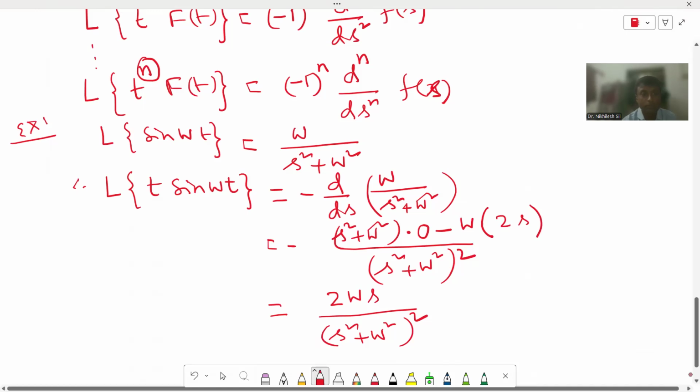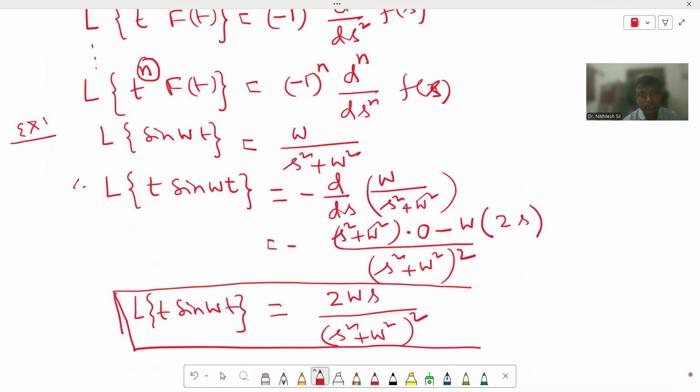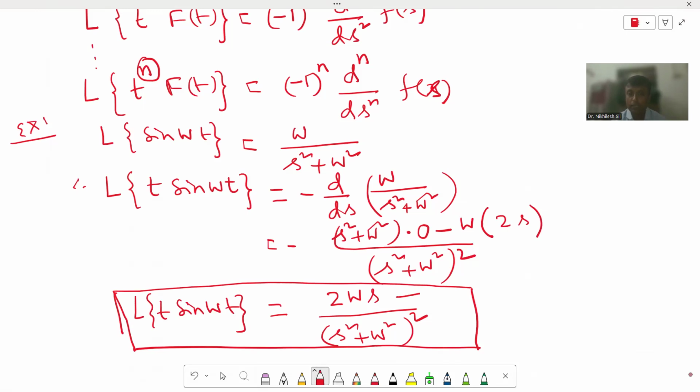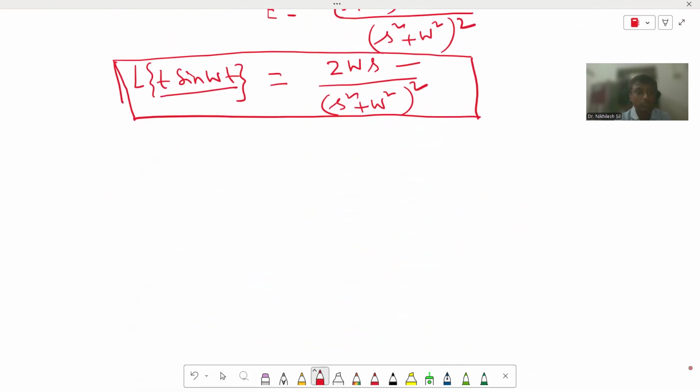So what the formula becomes? Laplace of t sine omega t is equal to 2 omega s divided by s square plus omega square whole square. So if in the denominator this is s square plus omega square whole square, then either this will be Laplace of t sine omega t or t cos omega t. If in the numerator this is 2 omega s, then it will be t sine omega t. Clear?